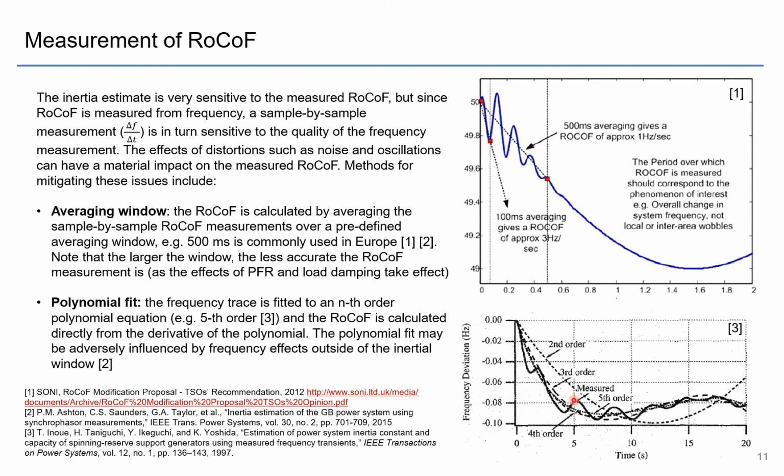However, Ashton, in one of his papers, when he was looking at this in Great Britain, found that the polynomial fit was adversely influenced by frequency effects outside of the inertial window. So this would be the inertial window, and he found that in Great Britain, when you fit the curve over a longer period of time, the curve is very influenced by things 10 to 20 seconds out. So the jury's out in terms of whether the polynomial fit or the averaging window is a good option.